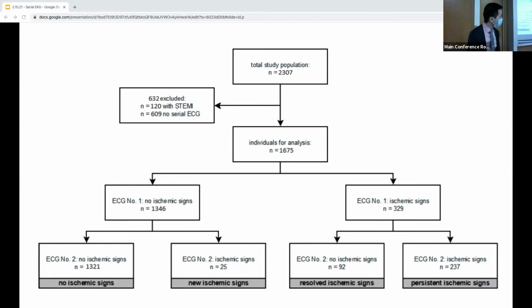And then the three other groups were group number two, patients who had no initial ischemic signs and then developed them on the second EKG, and then the reverse for group three, so initial EKG signs and then resolved. And the last group was the group with ischemic signs on both of their EKGs.